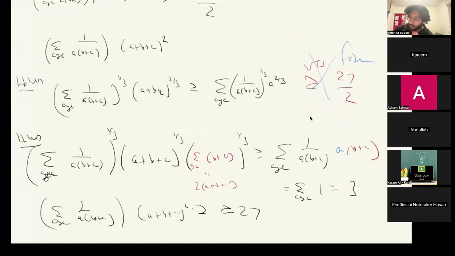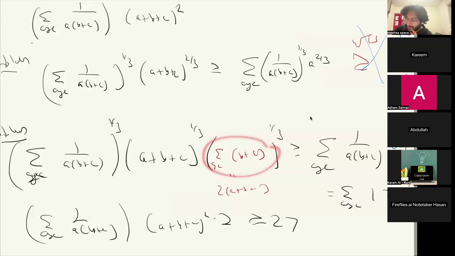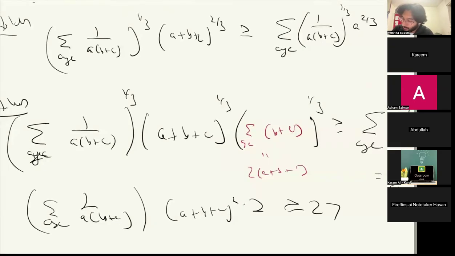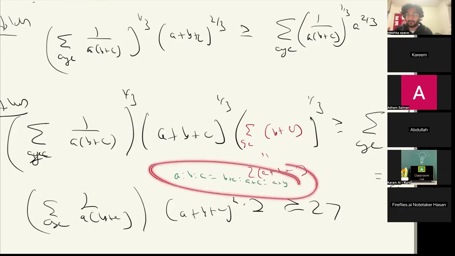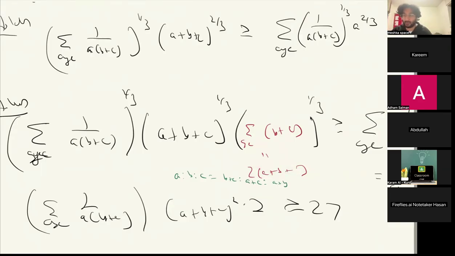And one thing is, maybe this is what you're trying to say, Abdullah, is this was not an illegal thing. This still respects our equality case. What is the equality case for Holder? The ratios are all the same. So the equality case would be when the ratio of A to B to C is the ratio of B plus C to A plus C to A plus B. And this contains as a case A equals B equals C. So we still respected the equality case. Does it make sense? So it's a completely valid thing to do. It's totally okay.